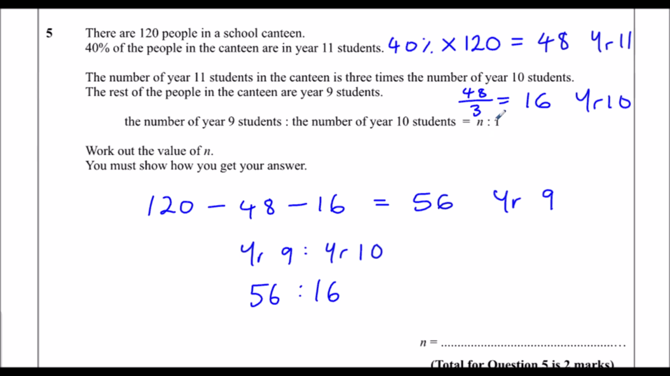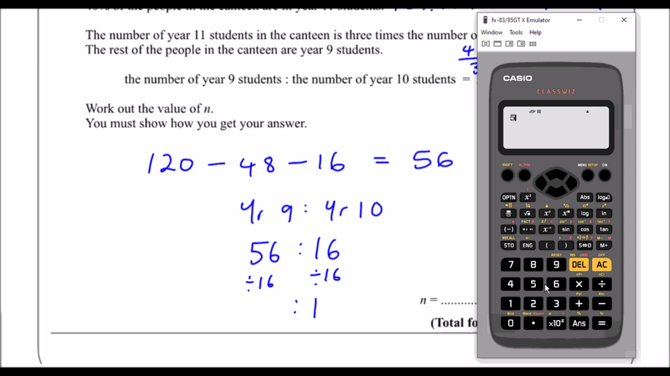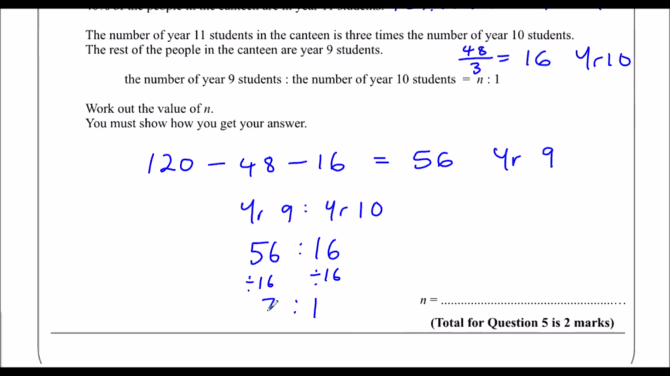And we've got to write it in the form n to 1. So we're going to divide both sides by 16. So we'll get 1 for the Year 10s, and 56 over 16 is 7 over 2, or 3.5. I'll leave it as 7 over 2. So n is 7 over 2.